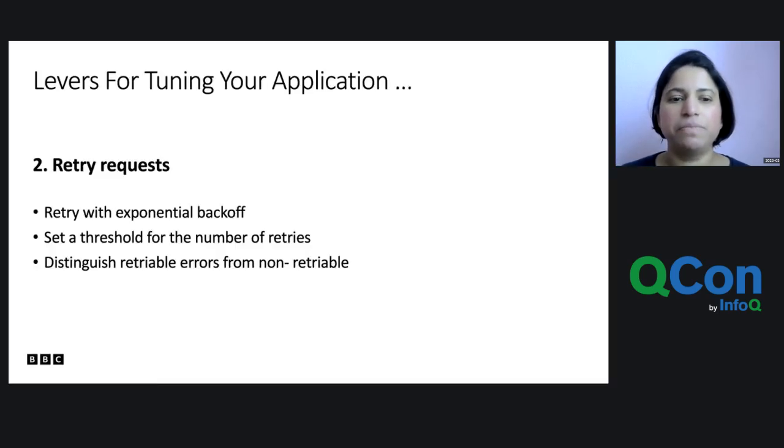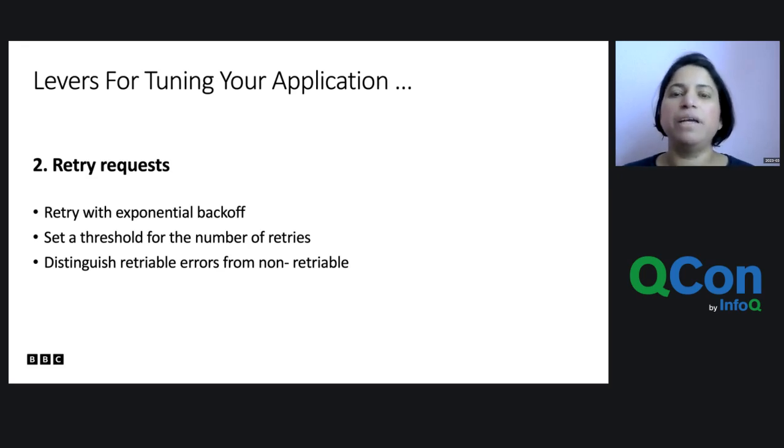Retry requests. In most of our services, we do have a retry with exponential backoff, and that means retrying with increasing waiting times between the retries. Retry is suitable for those requests which would have failed due to, for example, a network glitch. It's important to remember to set a threshold for the number of retries because you do not want to retry indefinitely.